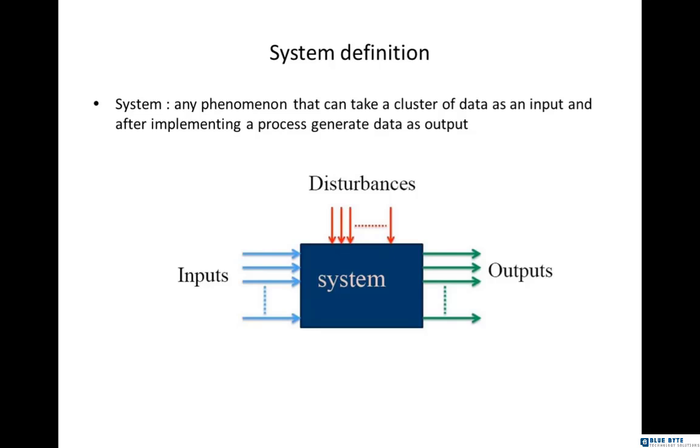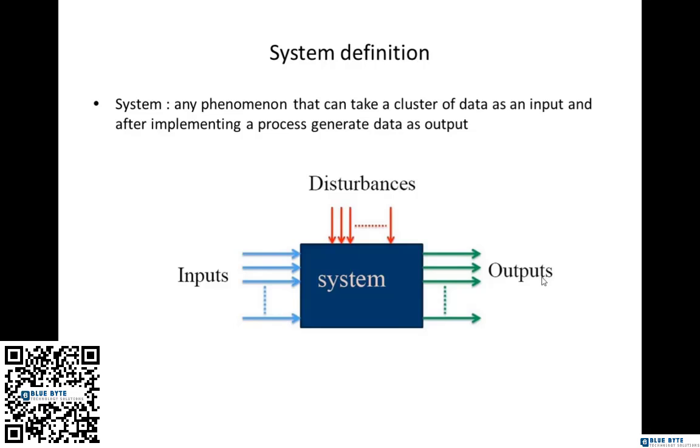Hello. As the basis of simulating systems, we should have a definition of a system, and that means any phenomenon that can take a bunch of data as input and, after performing a process, generate data as output. Here, as you can see in this figure, we have inputs, and then there's a process, and also we have some disturbances that will affect our system, and finally we have our outputs.